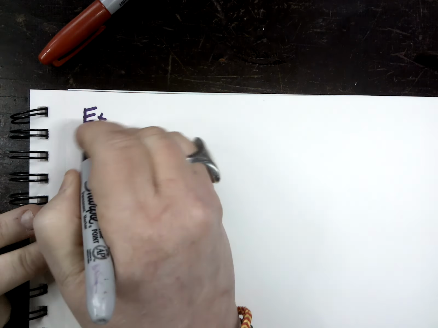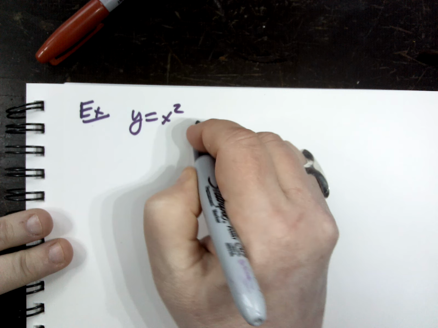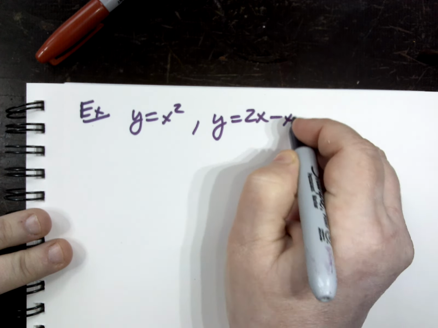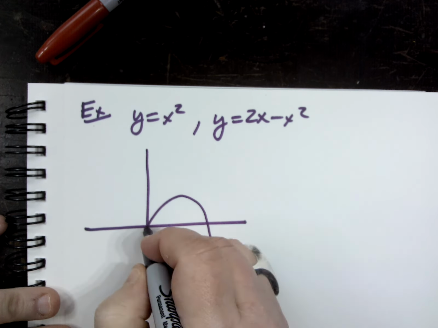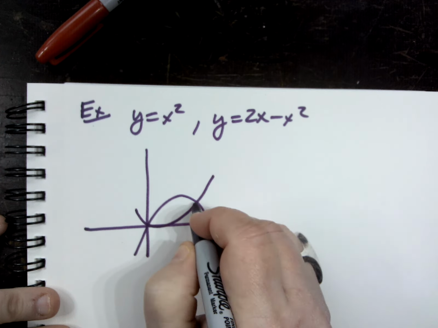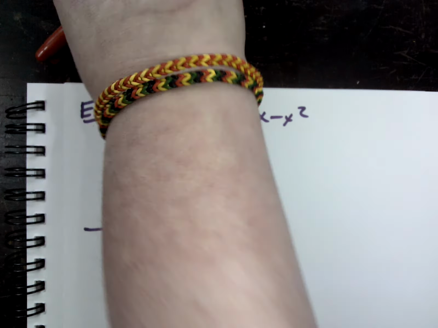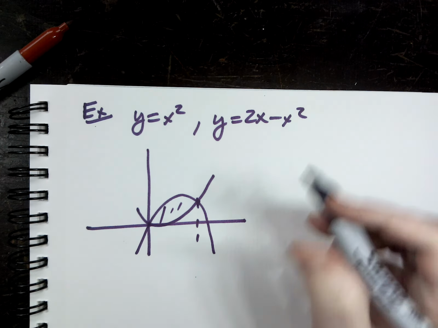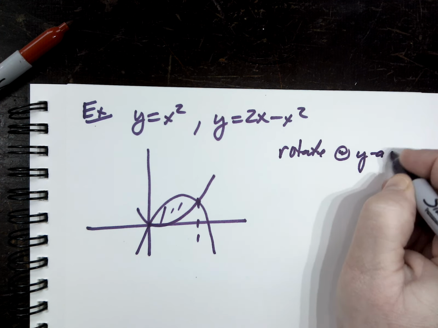Let's try that one. Same region, y equals x squared, because I'm boring, y equals 2x minus x squared. So there's my region. Now I want to rotate it about the y-axis.